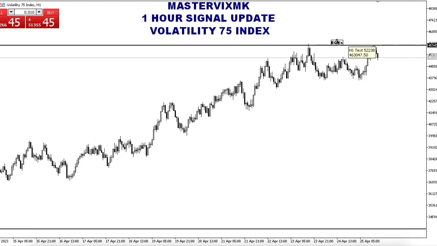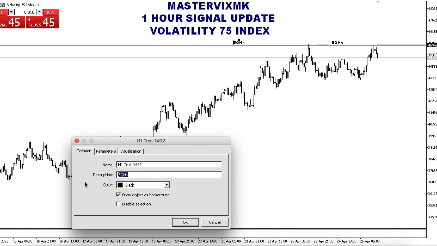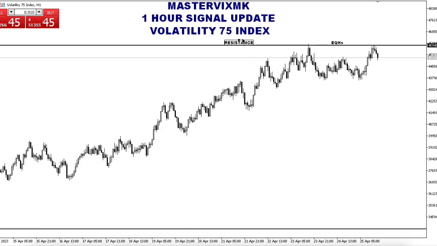So we're gonna label also our horizontal line as our resistance, because price doesn't want to break the highs from this area. So this is our area of value. Let's just highlight the equal highs, the double top.